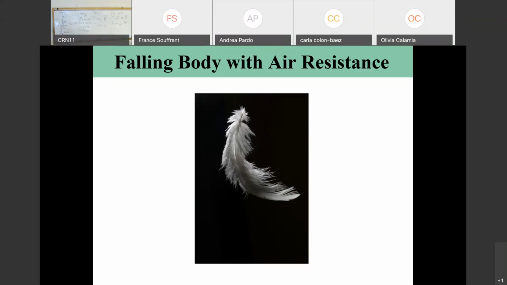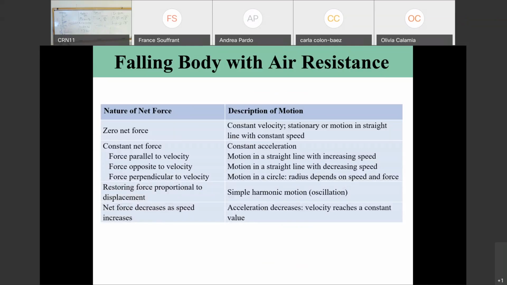The air resistance is the reason why we cannot emulate the experiment from the moon between the feather and the hammer. Actually, yeah, it was a hammer. Because even though they fall at the same rate, the air resistance makes the feather fall more slowly. All right. So you have there a few tables with forces and the description of the type of motion.